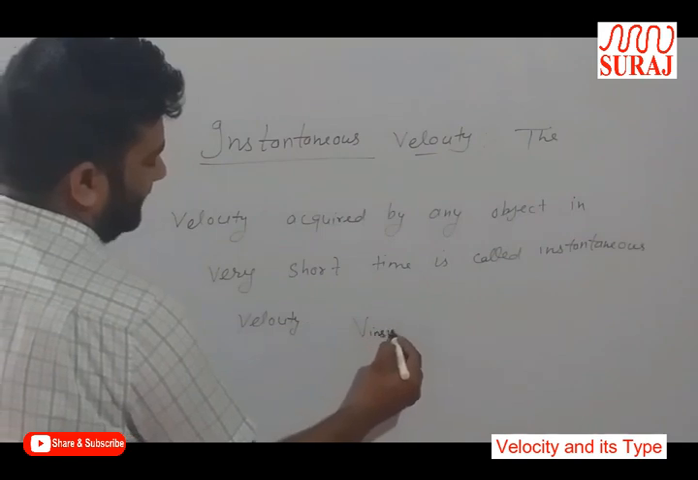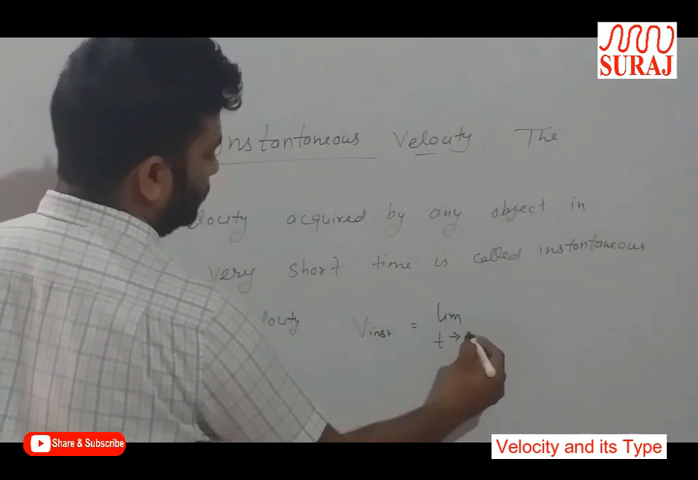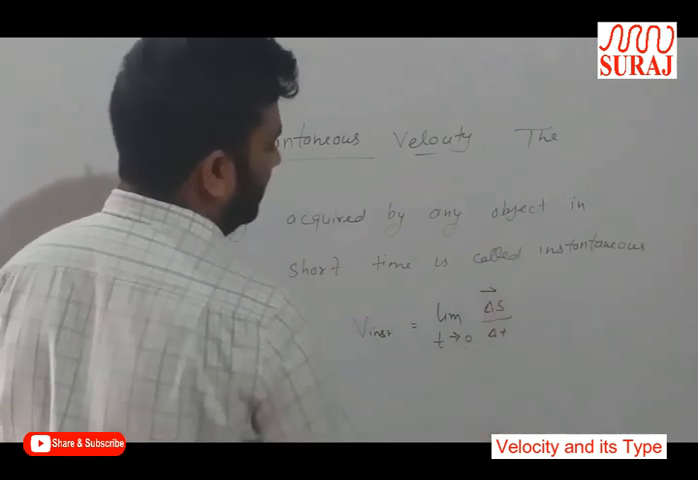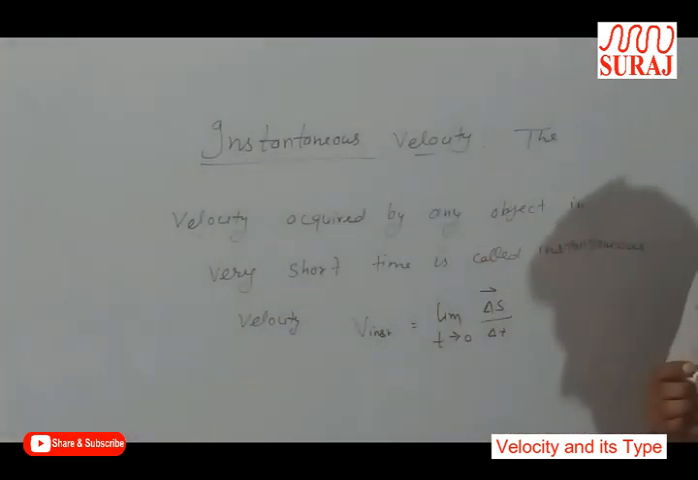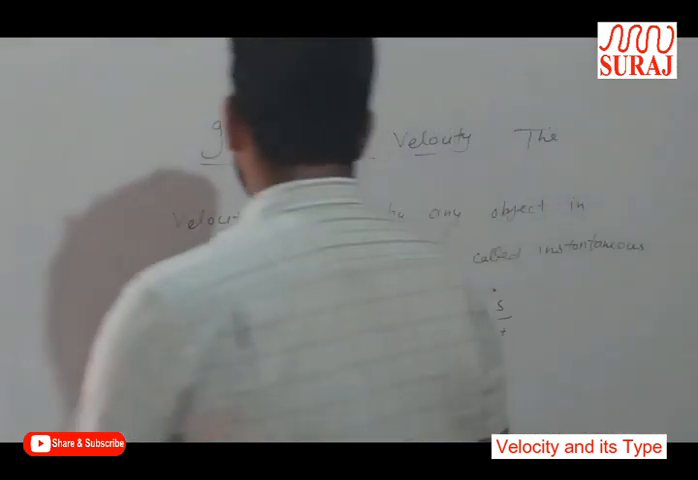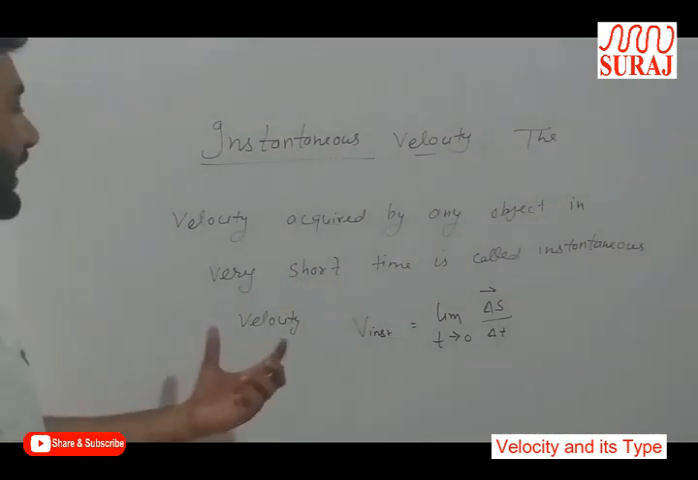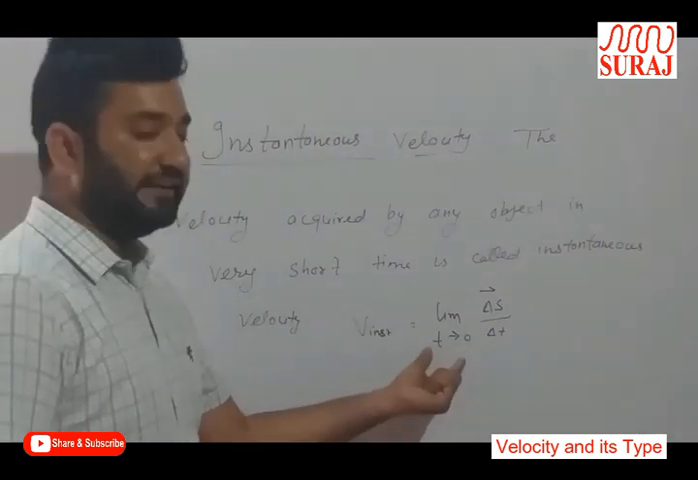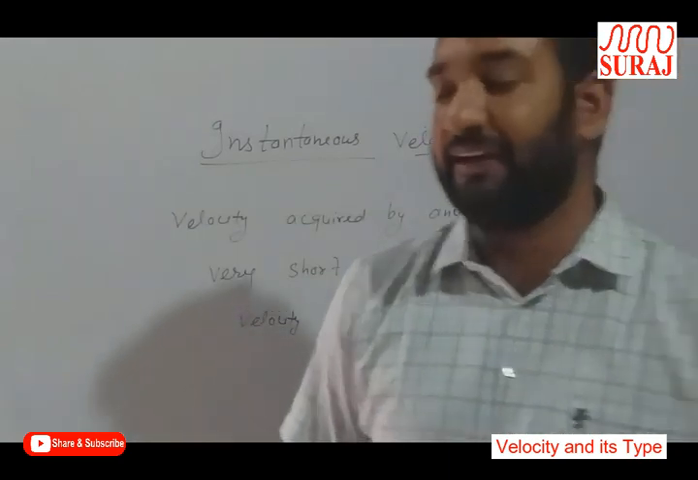V instantaneous is equal to limit t tends to 0 del s vector upon del t. Here limit t tends to 0 means time near about 0 but not equal to 0. This is the instantaneous velocity. So the velocity acquired by any object in very short time is called the instantaneous velocity. V instantaneous, limit t tends to 0, is equal to del s upon del t, where del s vector is the displacement and del t is the change in time.